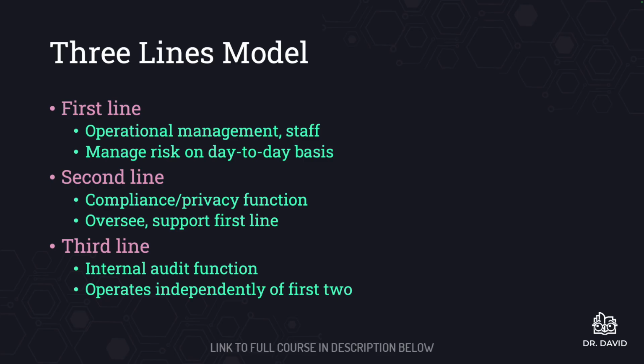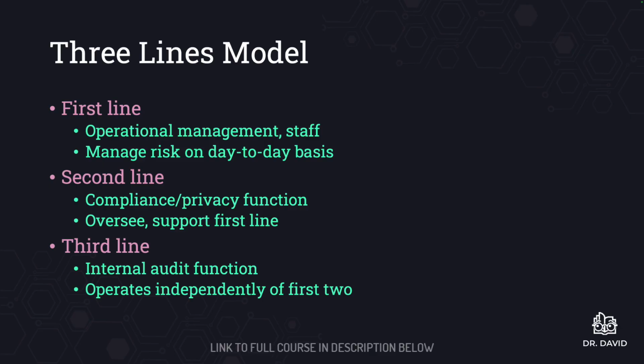The final concept that I want to go over in this lecture is the 3 lines model. And this is thinking about the first line of defense, the second line of defense, and the third line of defense. So the first line of defense concerns the operational management and staff. These are the folks that are managing risk on a day-to-day basis. The second line of defense is going to be your compliance or privacy function. These are the folks in a lot of organizations that are overseeing and supporting the first or the front line.